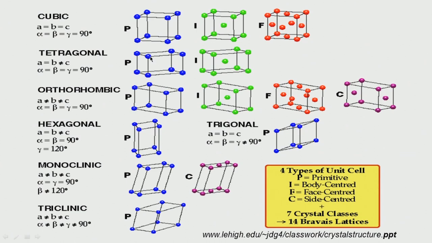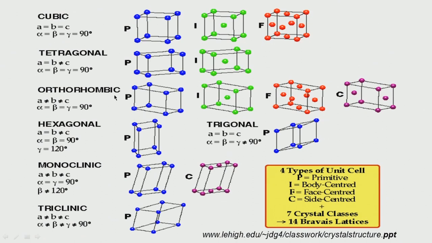Similarly, if you take tetragonal, A is equal to B, but C is not the same as A and B. So instead of being a cube, it is like an extended form, and alpha, beta, gamma are equal to 90 degrees. Here you can have a basic or primitive form, and you can have a body centered form. So there are 2 Bravais lattices for the tetragonal class.